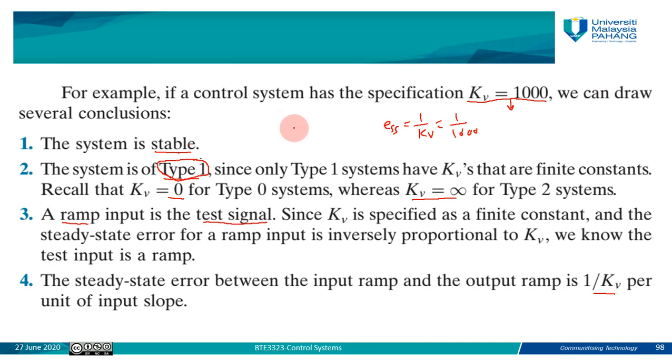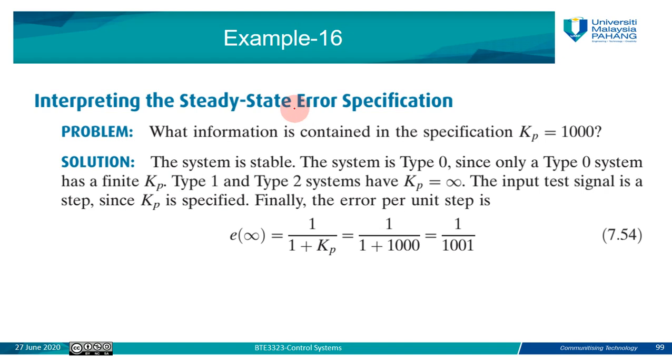Okay, so this example was for interpreting the steady state error specification. What information is contained in the specification Kp equal to 1000? Kp here represents the position constant, and we said the position constant, Kp, always uses the step function as the test function. And Kp gets a value here because the formula is Kp equal to the limit as s goes to 0 of G(s).